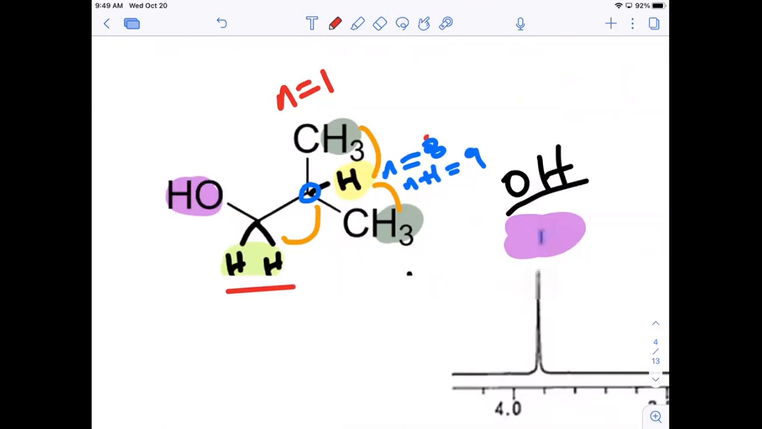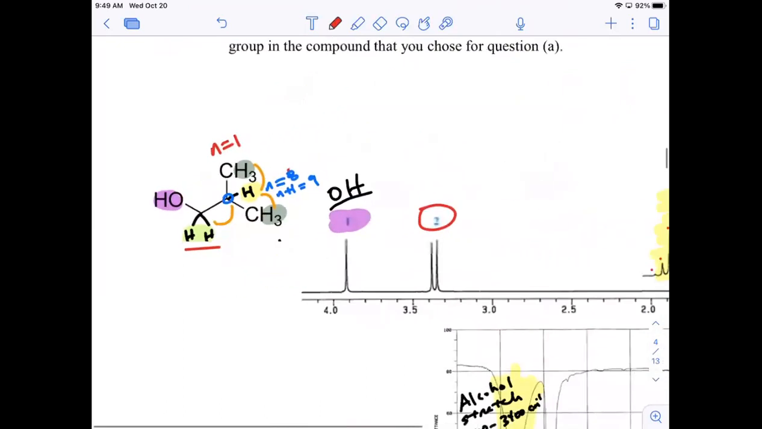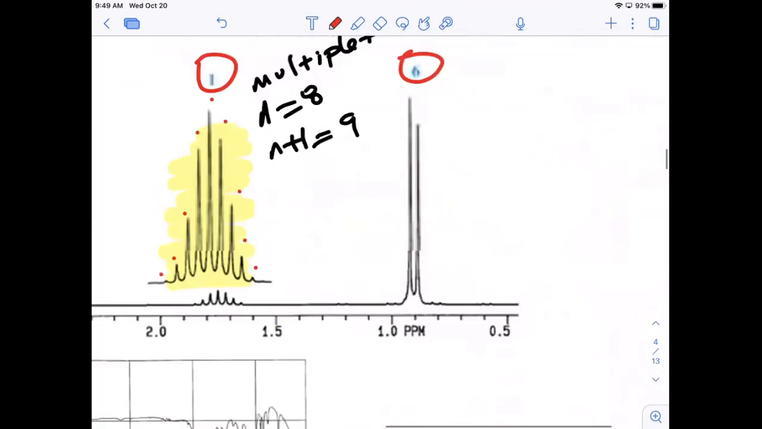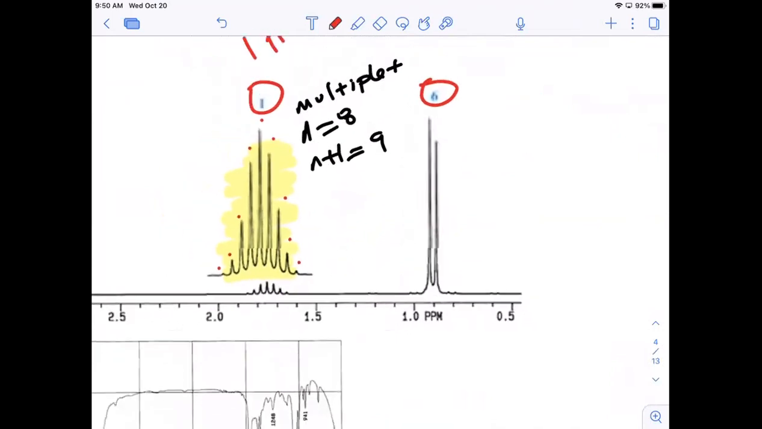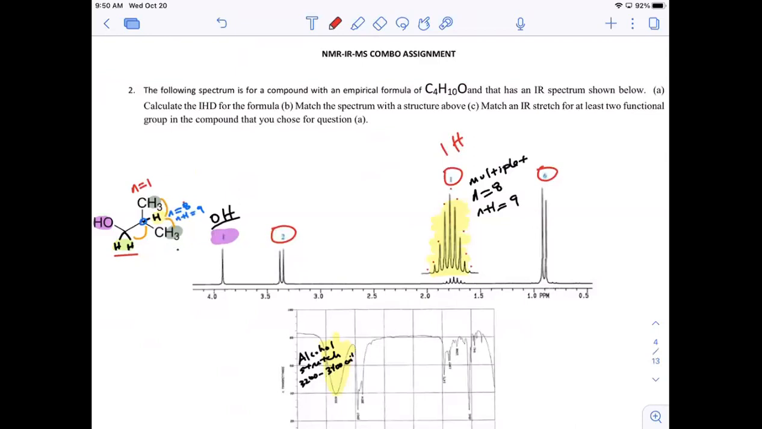So you wouldn't count it twice. No, because they're equivalent, you only count it once. So you wouldn't get 2 doublets. What you would get is a doublet that's twice the size of what it would normally be. The intensity would go up and the integration would change, but you wouldn't get a doublet for each one of the CH3s. You get a doublet that's twice the size. That's why it's bigger than the doublet that's down here at 3.4. Does that make sense?